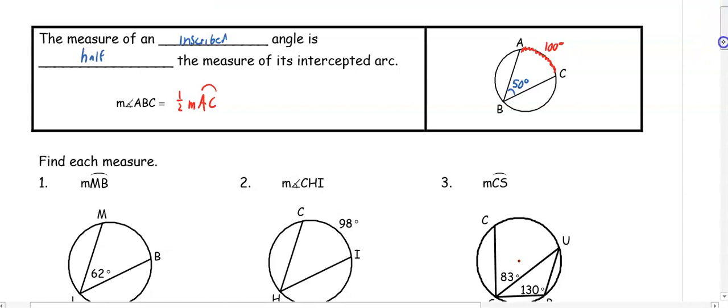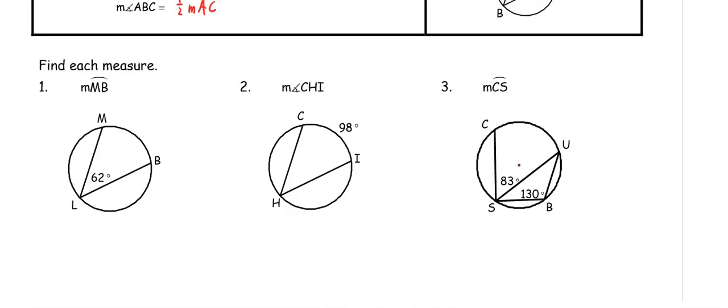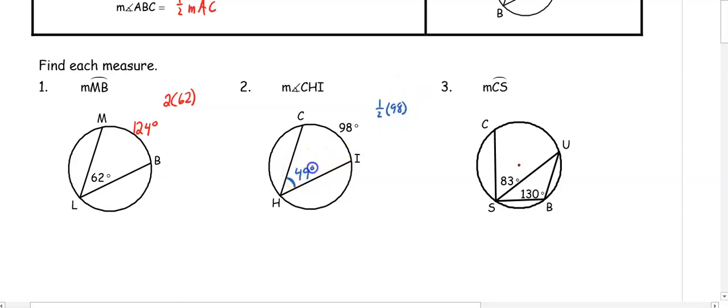In number 1, we want to find the measure of arc ME. So we know the angle is 62 degrees. So if we are going from angle to arc, we want to double it. So we're going to do 2 times 62 degrees, and we get 124 degrees. Number 2, we want to find the measure of angle CHI, which is the angle over here. Remember that the angle is half of the arc, so we want to take half of 98, and we get 49 degrees.